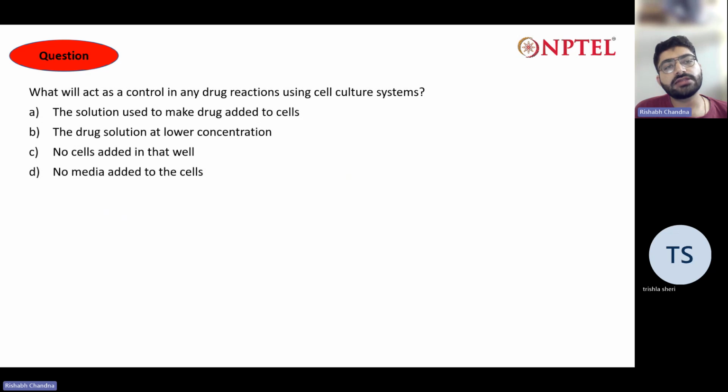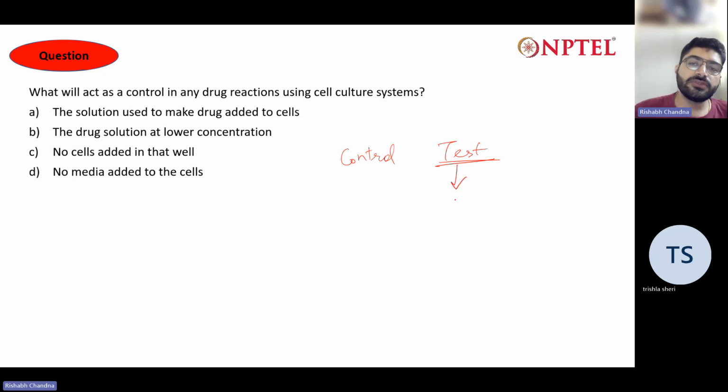So what will act as a control in any drug reactions using cell culture system? When we use any drug system or anything we are testing, we have a control system. So we have two groups, control or test groups. Test groups can be anything, being different concentrations of drugs you are testing, or different compounds to test. So these come under the test group.